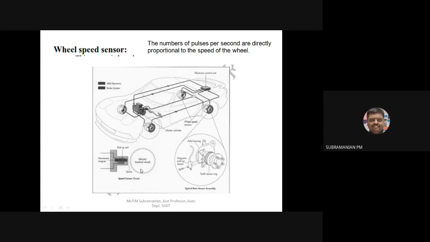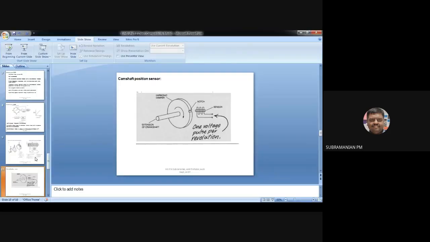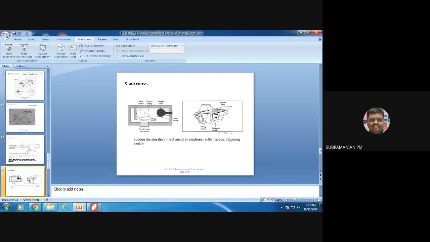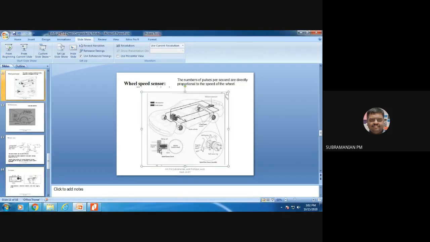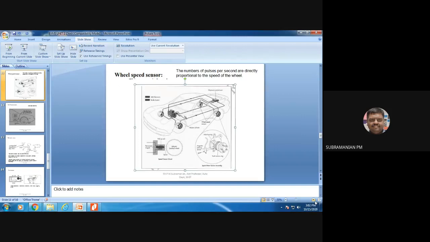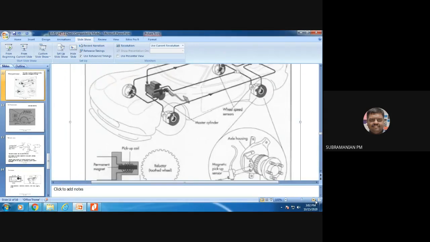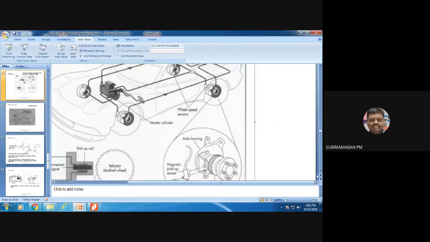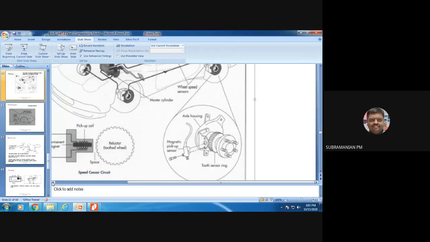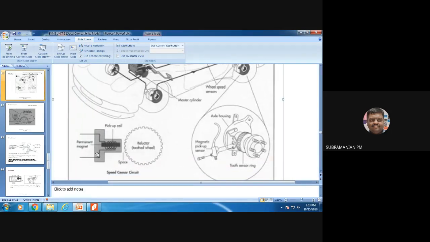Next, the wheel speed sensor. You will be using the wheel speed sensor in ABS, that is, the anti-lock braking system. Now let me zoom the sketch, then only you will be able to see. We don't need to see other things. For us, we are bothered about the wheel speed, so you focus on this area alone.